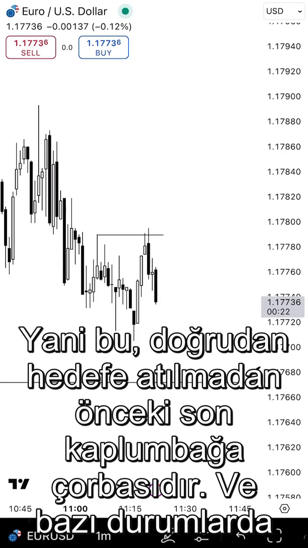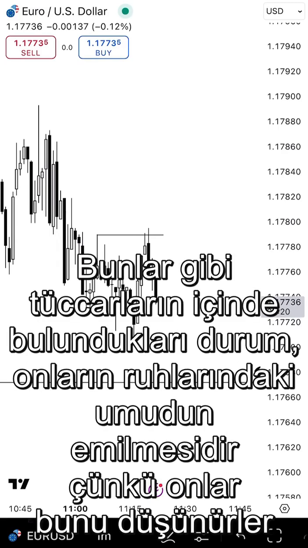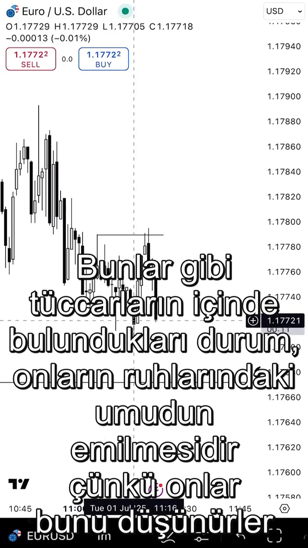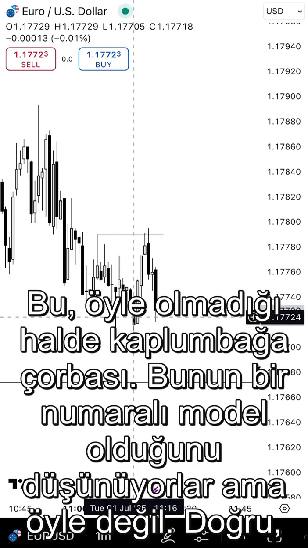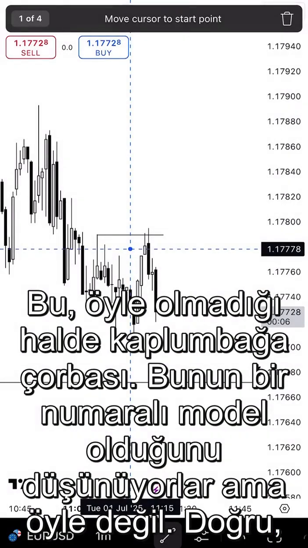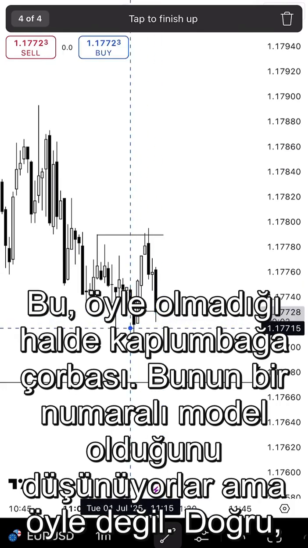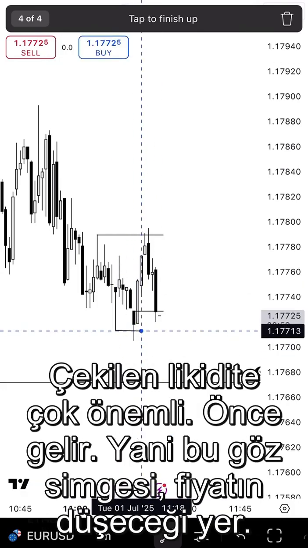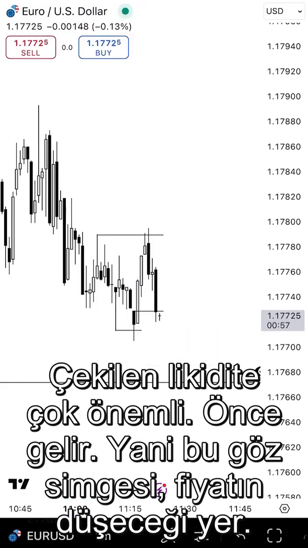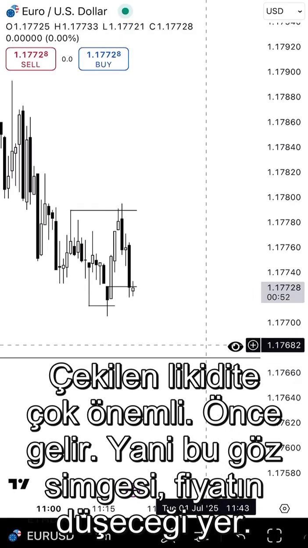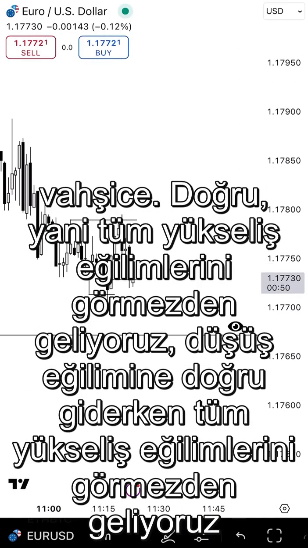And it is in situations like these that the hope is sucked out of traders' souls, because they think this is a turtle soup when it's not. They think this is a model number 1 when it's not. Right, the draw liquidity is paramount. It comes first. So this icon is where price is going to dump viciously.